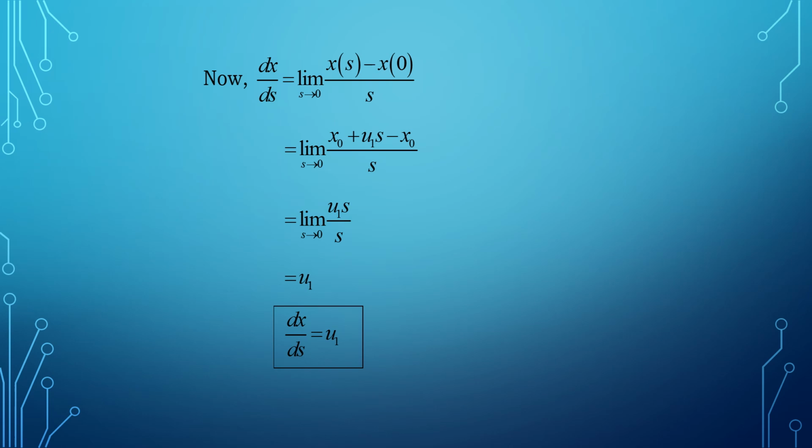If we plug in these values, we get dx/ds equals limit s tends to 0 of x naught plus u1 s minus x naught upon s. After cancelling x naught, we get dx/ds equals limit s tends to 0 of u1 s upon s. This in turn becomes dx/ds equals u1.